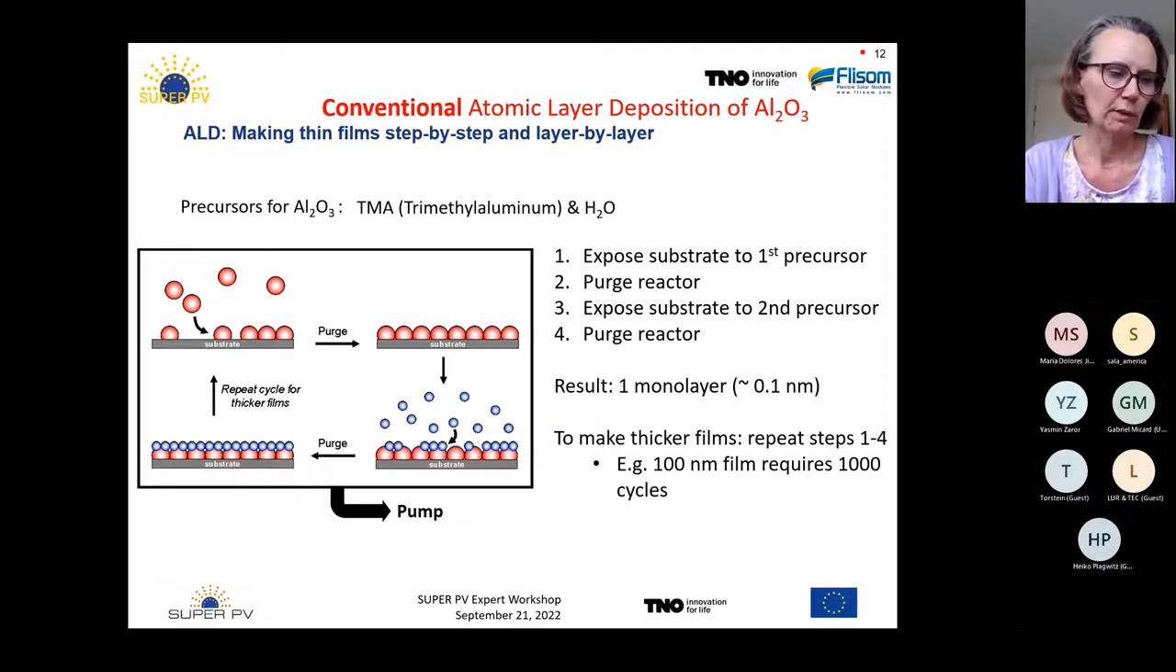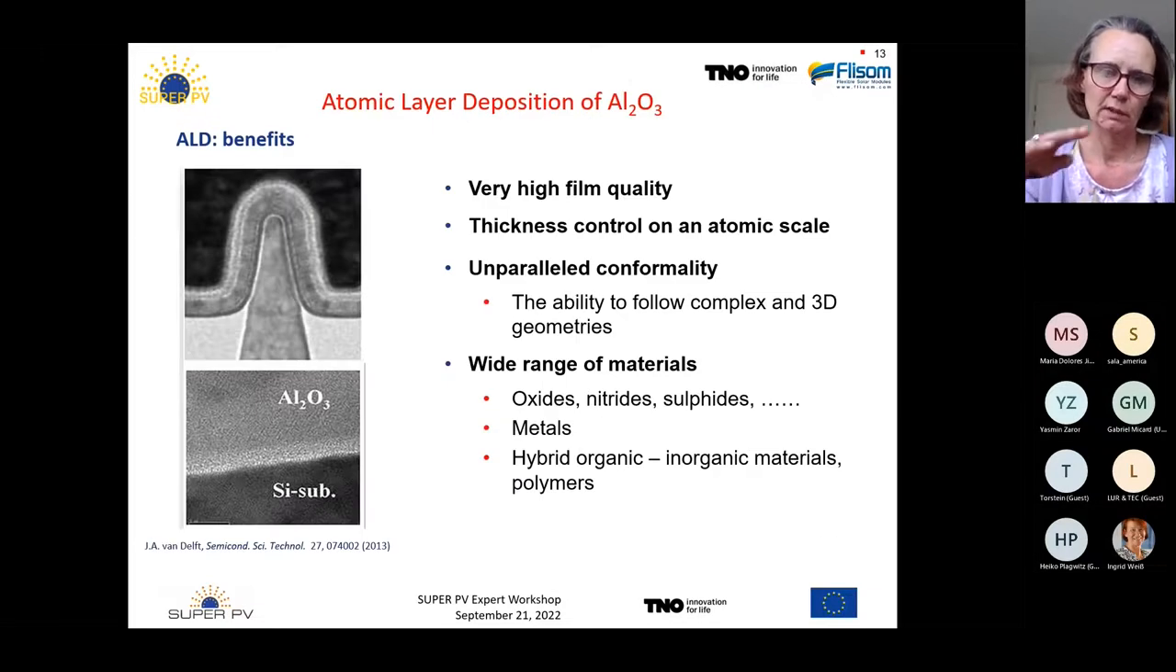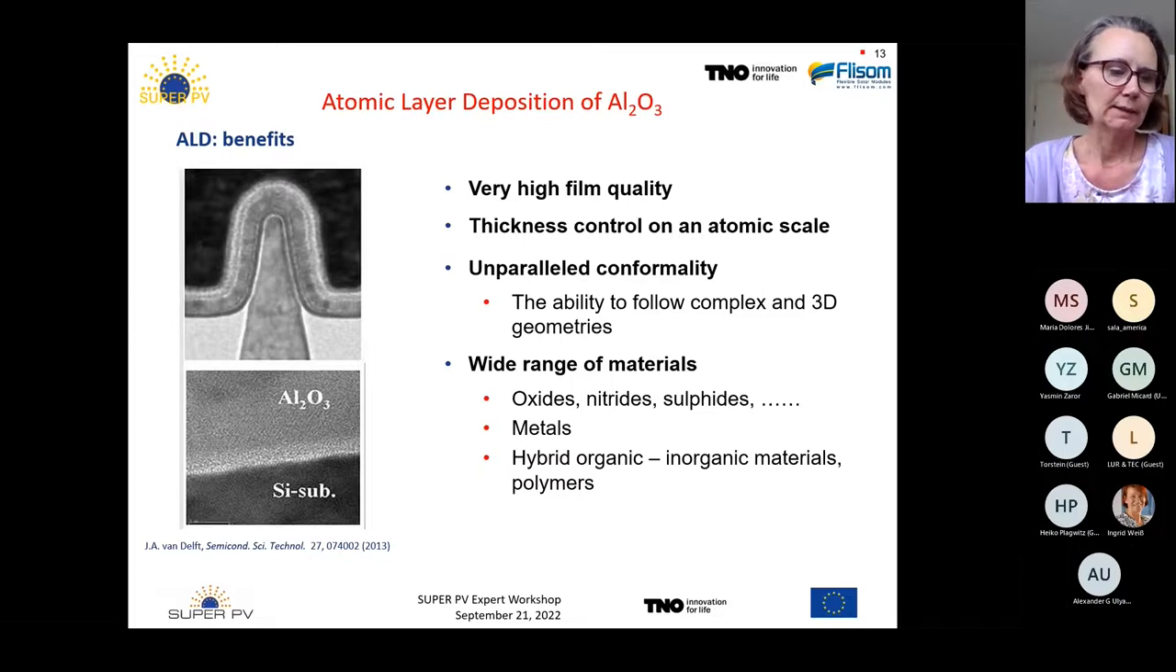For instance, for a 100 nanometer film, it requires 1,000 cycles. And as a cycle time lasts about 5 seconds, this deposition rate is only in nanometers per minute. This layer, you could see that it was built up in a very controlled way, and it results in a very high quality film. And you can really control the thickness of such a layer on atomic scale because you decide how many cycles you do.